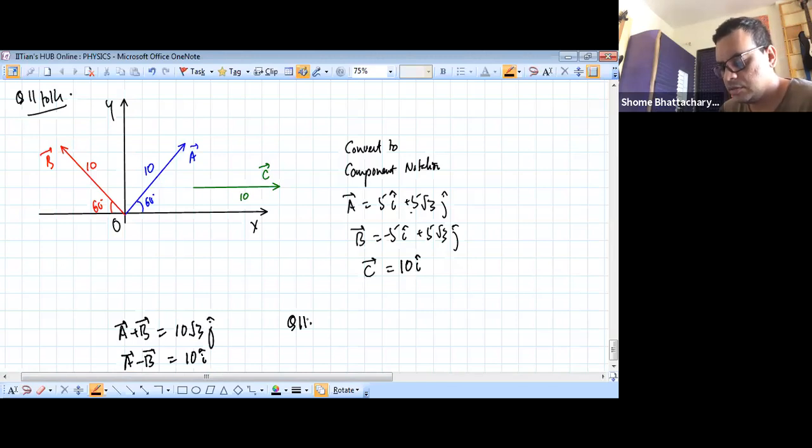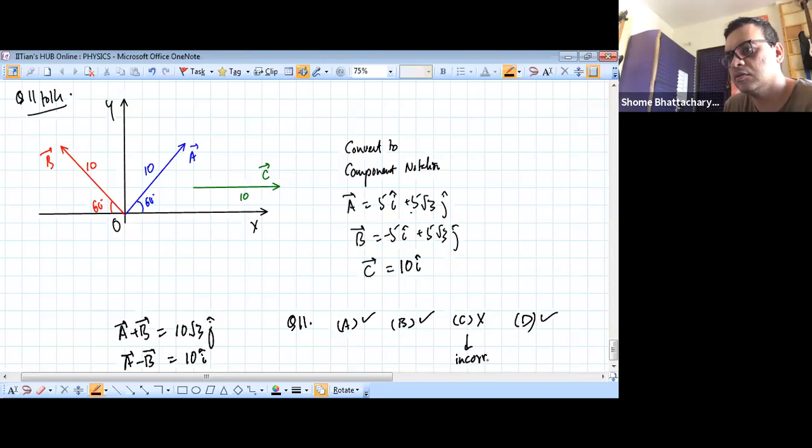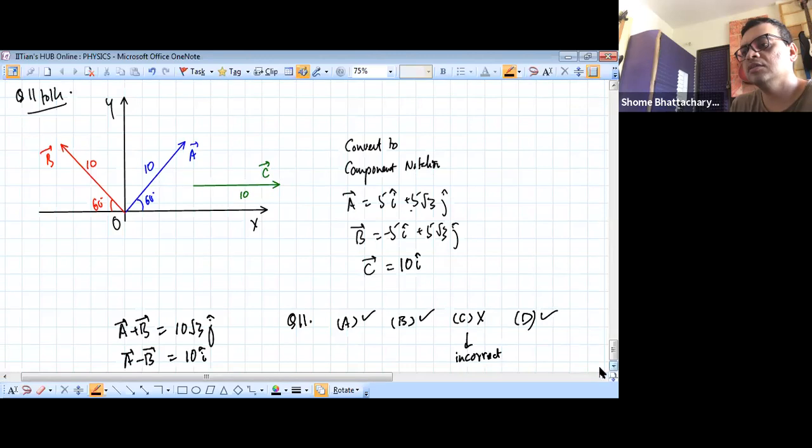Question 11, E plus B is a vector that is pointing along the y-axis. So option A is correct. Option B is also correct. So you have to select the incorrect option, remember. So C is becoming the incorrect option. And D is also correct. So ultimately you have to select this option. This is the incorrect one. So the answer to question 11 becomes that C is the incorrect option.